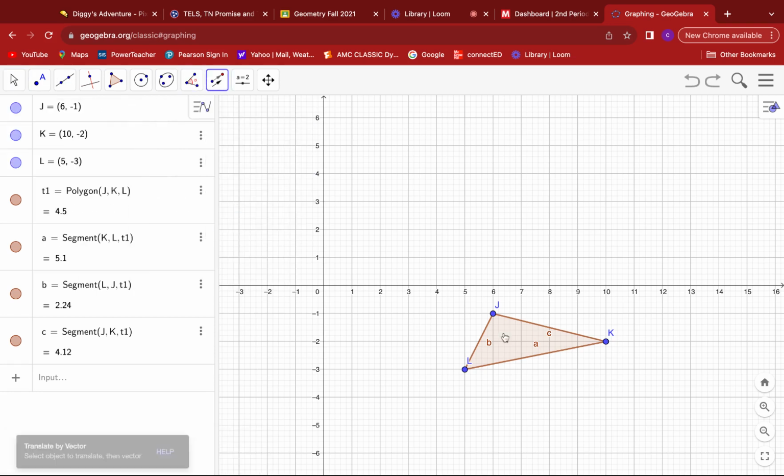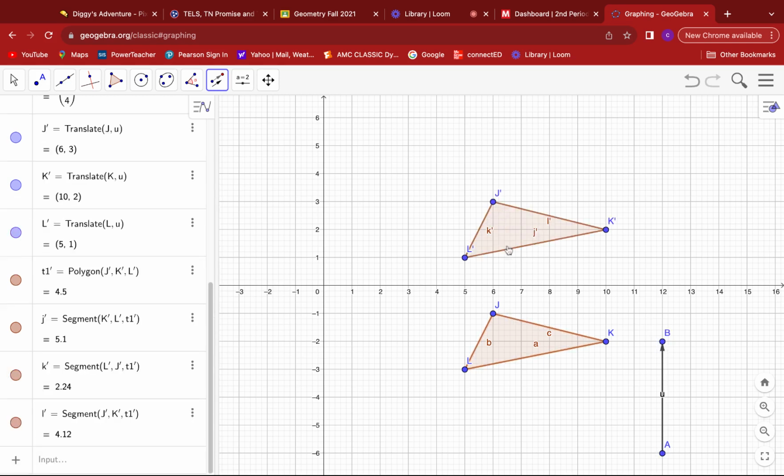Translate by vector. Click on it. There we go. Good grief. 1, 2, 3, 4. Okay, boom. All right. So there we have the vector, your initial point, your terminal point. So I just moved it up 4. And you can count if you want to. 1, 2, 3, 4. J goes up 1, 2, 3, 4. K goes up 1, 2, 3, 4.